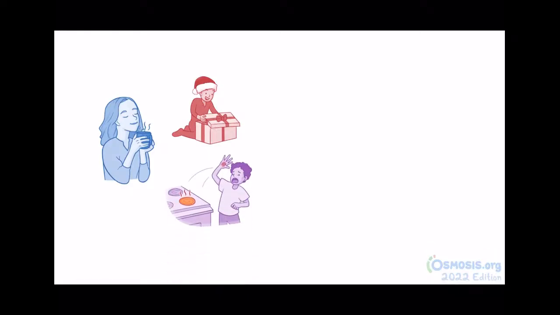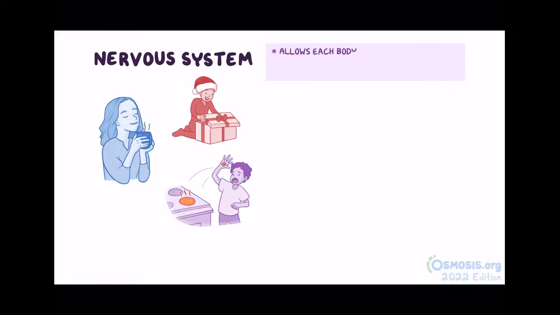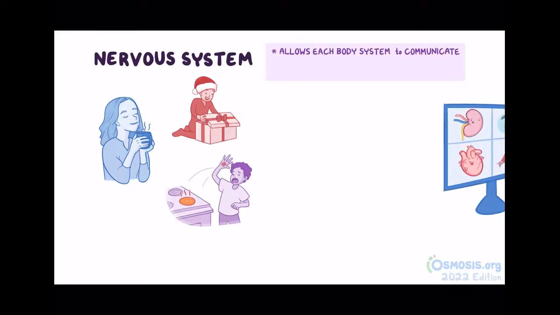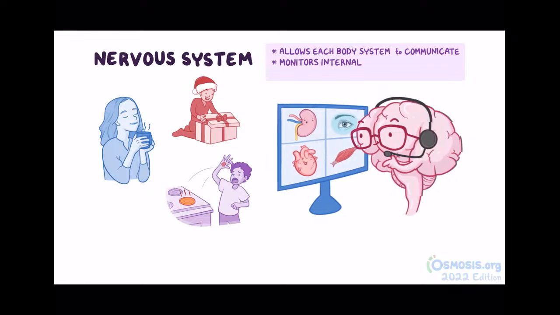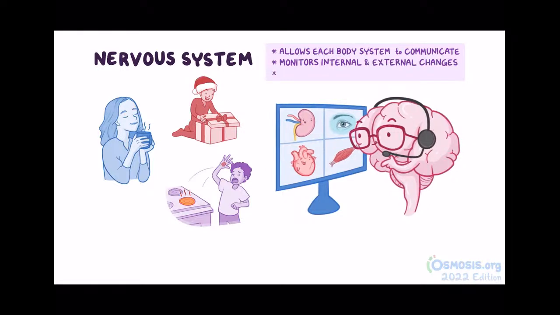The smell of a morning coffee, the memory of last Christmas, and the pain of touching a hot surface. That's your nervous system at work. The nervous system allows each body system to communicate with each other and monitors internal and external changes to build a proper response that keeps us alive and kicking.